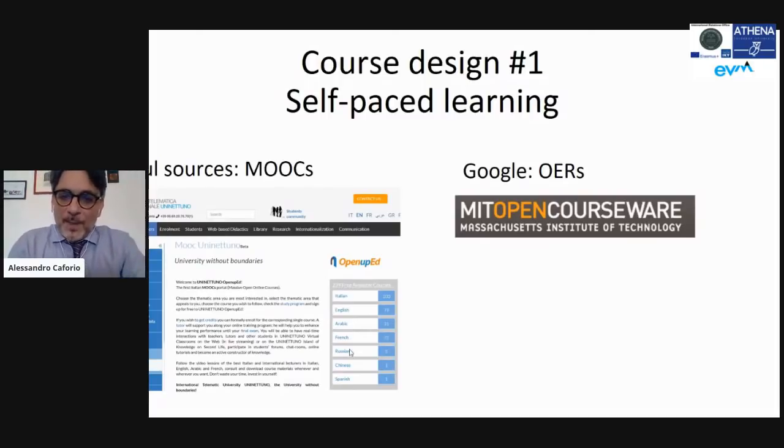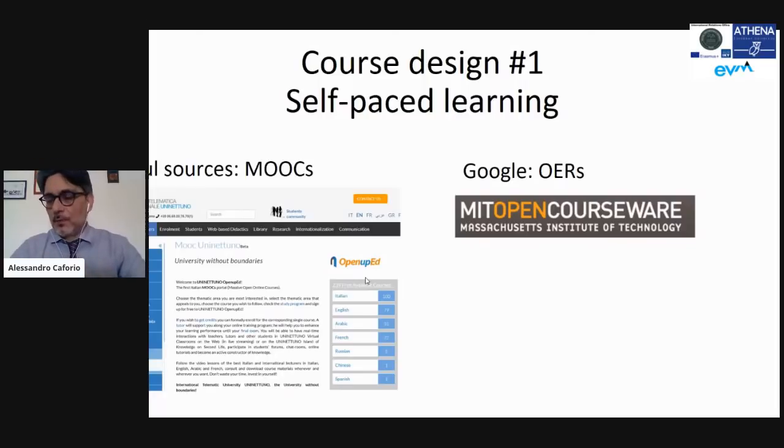If you look for OpenupEd, it's the European initiative on MOOCs that acts as a sort of umbrella supported by the European Commission, in which a lot of online universities, Unituno for Italy, UNED and UOC for Spain, Open Universiteit Netherlands, etc., provide their MOOCs. And that can be a good base, a good starting point for understanding if you can reuse something already existing without reinventing the wheel.